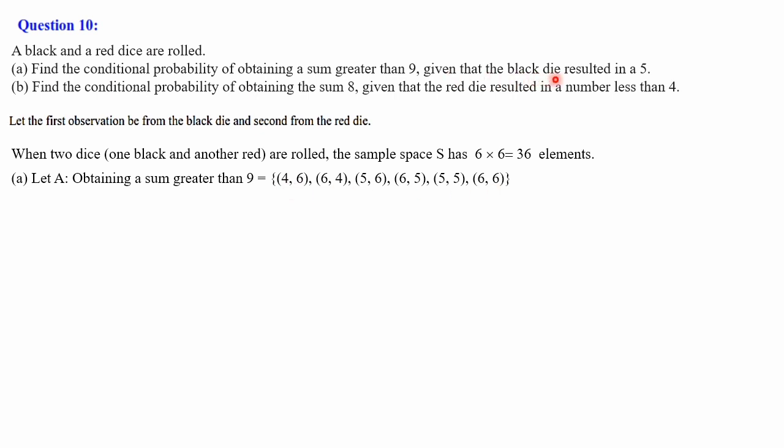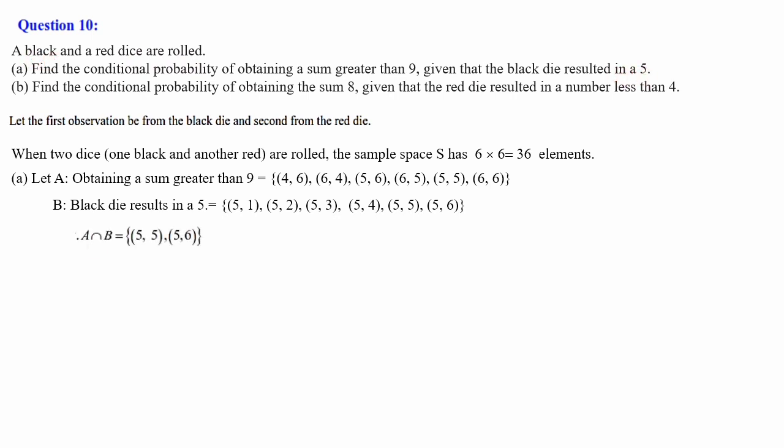Then given that the black die resulted in a 5, black die in the sense the first one is black. So first one is fixed, first one should be 5. So the possible outcomes are 5-1, 5-2, 5-3, 5-4, 5-5 and 5-6. So second one can be anyone and first one is only fixed, that is 5. Then we can go for writing A intersection B. It is clearly visible. 5-5 is common and 5-6 also common. So A intersection B is 5-5, 5-6.